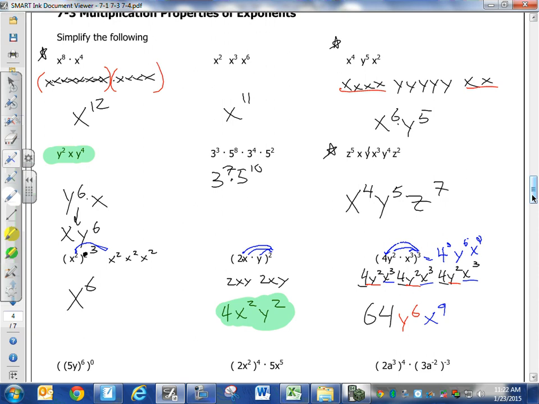Now, this is going to really get confusing when we throw addition in here. But right now, we just have multiplication. If you just have multiplication, you distribute the power, and you multiply your exponents. This cube just goes to the squared. 2 times 3 is 6. This cube goes to the 4. 4 cubed is 64. Y squared cubed is y to the 6. X cubed cubed is x to the 9.